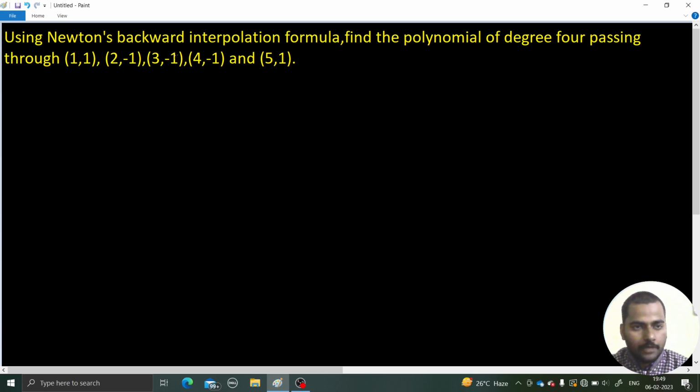Today we are going to solve one more problem from Newton Backward Interpolation Formula. The question says, using Newton's Backward Interpolation Formula, find the polynomial of degree 4 passing through the given set of points. If you haven't visited my playlist on numerical techniques and interpolation, do visit that. You will get a lot of problems to solve there. So slightly different language used here, but it means the same.